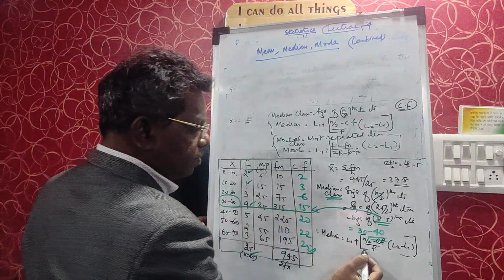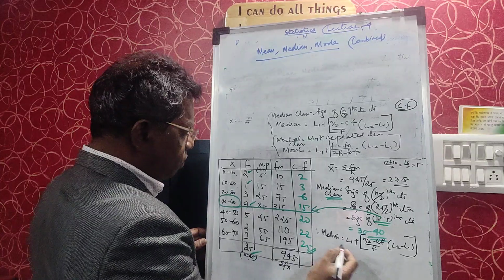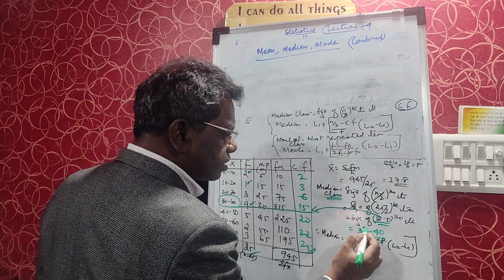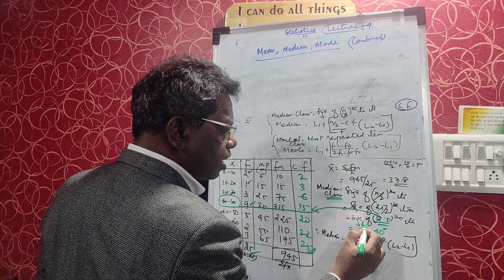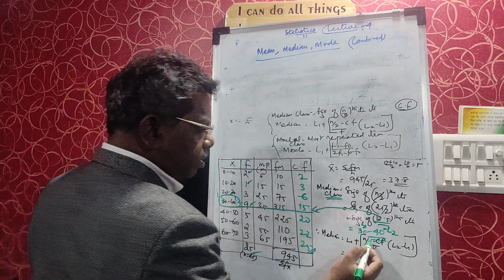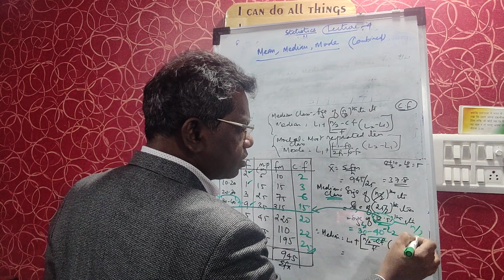So that means what? Let's write here. I think you can see this. L1 is what again? This is L1, this is L2. What is n upon 2? This is n upon 2.